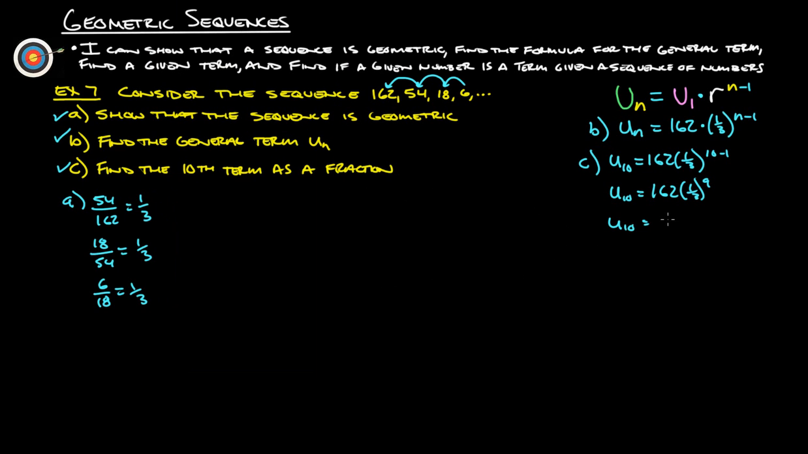So u sub 10 equals 2/243 as a fraction. If that didn't work out, what you'd have to do is just do 1/3 to the 9th power, and you'd have 162 over that big number, and then you just have to simplify until you got down to 2/243. But that is our 10th term as a fraction.